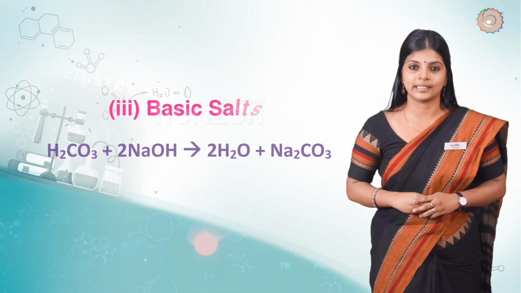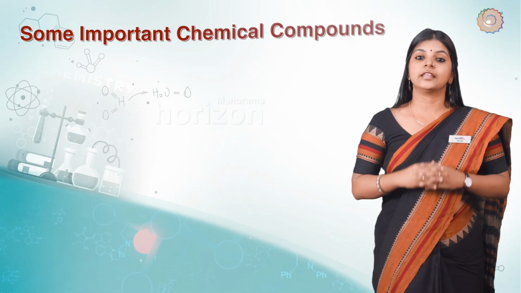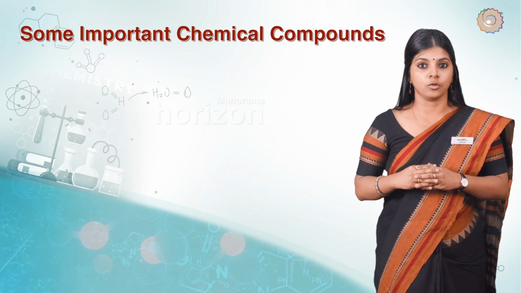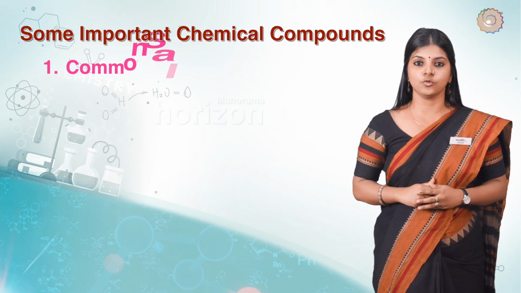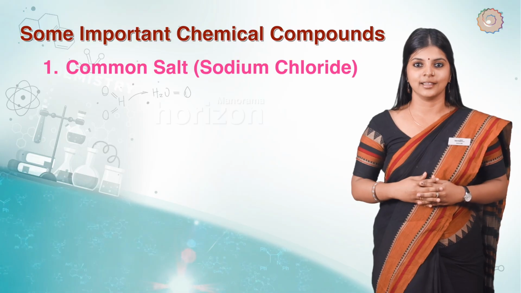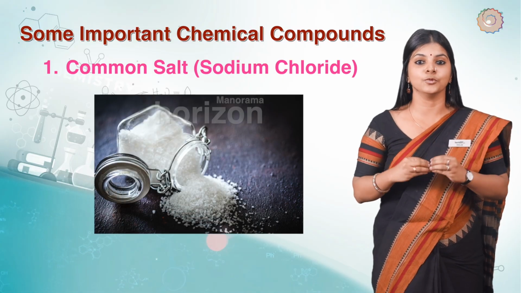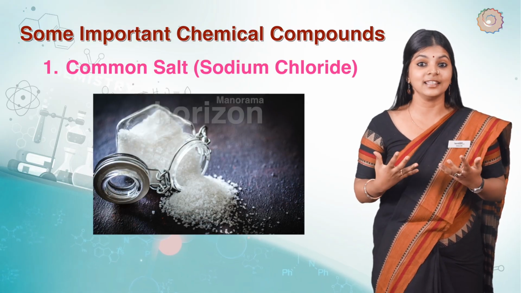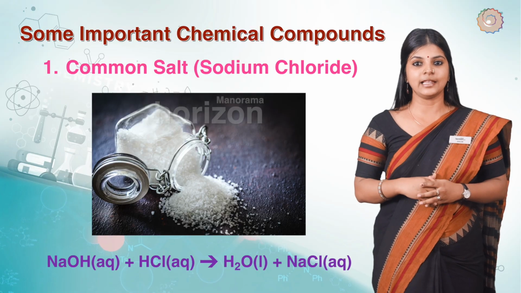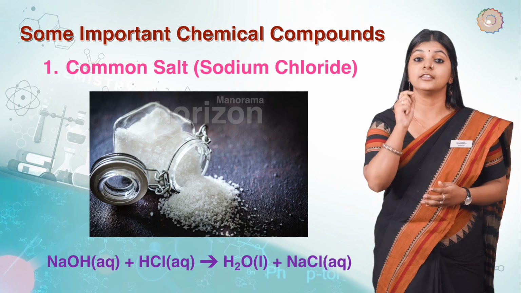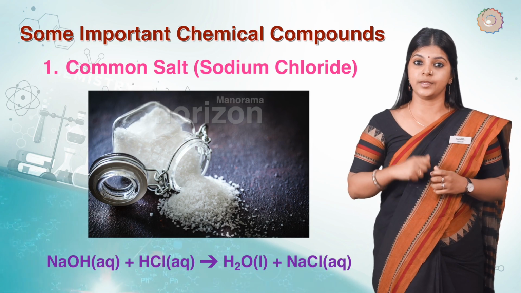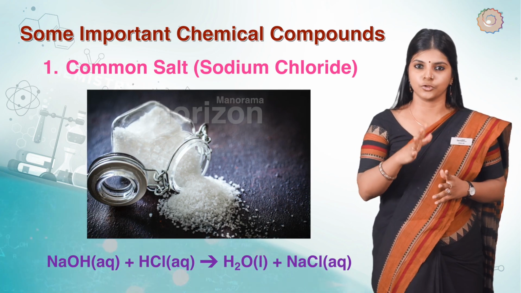Now let's see some of the important chemical compounds which could be acids, bases or salts. And the first one is common salt. Common salt is the one which we use in foods to enhance the taste of food. It is chemically sodium chloride. It is also called table salt. It is a neutral salt. Therefore, the pH of sodium chloride is close to 7.